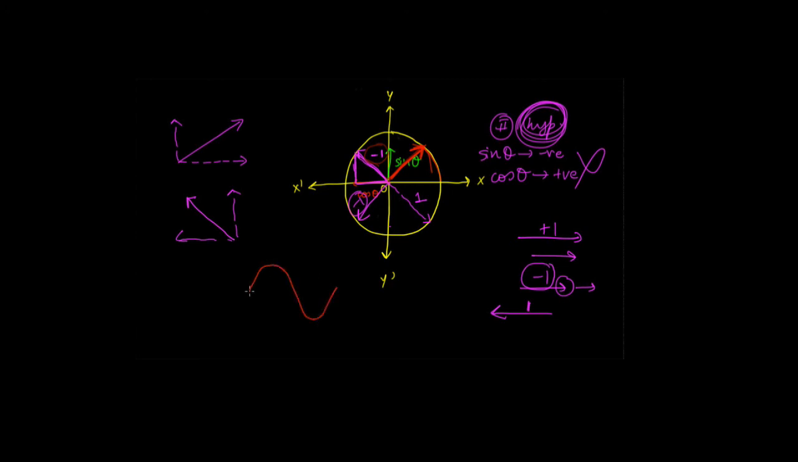See, at this point of the unit circle it's like that. At this point of the unit circle it's like that. See, this is 90 degrees. At this point of the unit circle it's like that, and at this point it's like that. There's a good diagram of this on Wikipedia. You should check it out.